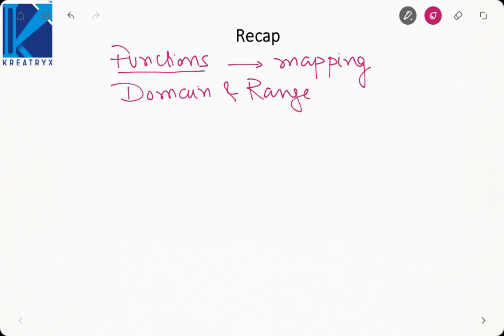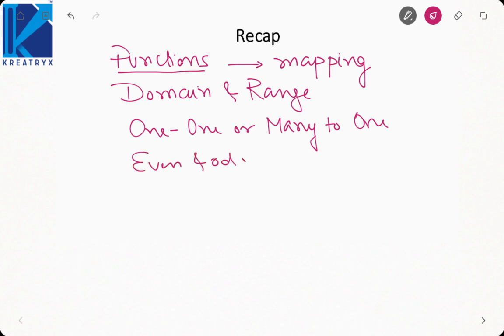Then I told you the type of function, that is one-to-one function or many-to-one function. Then we saw even and the odd function and the periodic and aperiodic functions. Periodic functions were those which repeat themselves after a certain point. And even functions were those which were symmetric about y-axis. Odd functions were those which were symmetric in first and the third quadrant or second and the fourth quadrant.